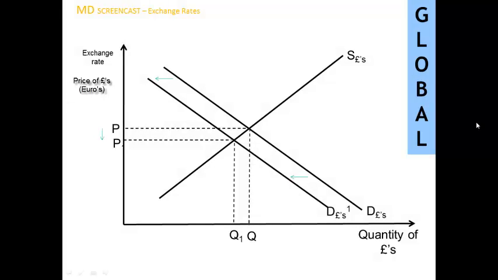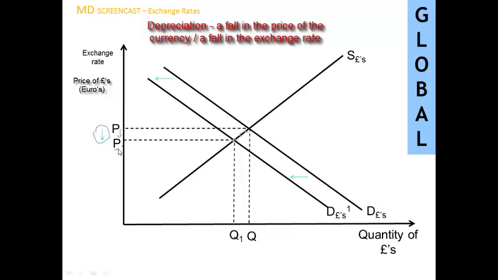Here we'll show the effects of a fall in the demand for pounds. A shift of the demand curve to the left leads to downward pressure on the exchange rate. There's a contraction of supply. The new market clearing equilibrium will be at the lower euro price P1. There's been a depreciation of the exchange rate.